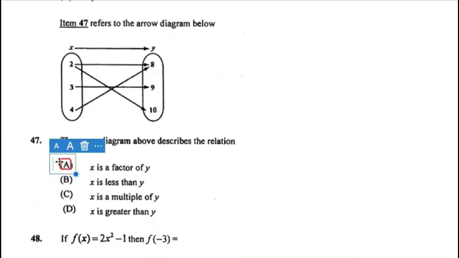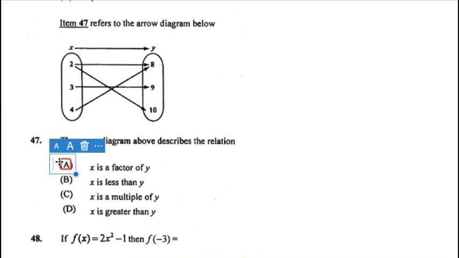But let us look at the others. B says x is less than y. 2 is less than 8, 9, and 10. So if that was the relation that we're looking at, an arrow from 2 would also be going to 9, but that is not the case. And 3 is also less than all the y values. So there are arrows going from 3 to all 3 y values, and the same for 4.